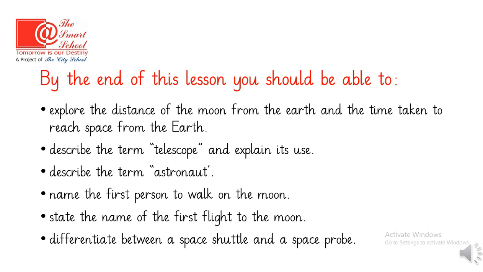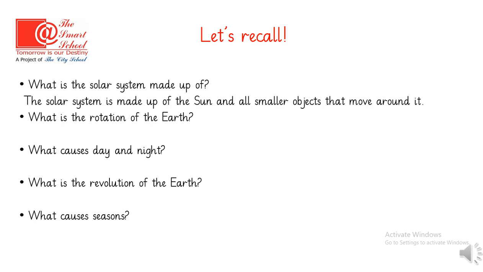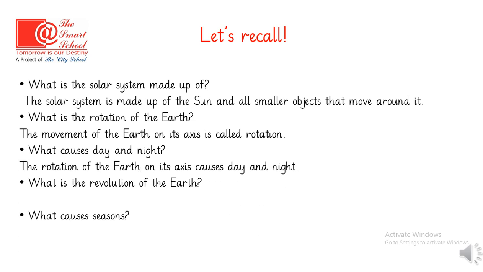Before we start the lesson, let's recall a few basic facts about the solar system. What is the solar system made up of? The solar system is made up of the sun and all smaller objects that move around it. What is the rotation of the earth? The movement of the earth on its axis is called rotation. What causes day and night? The rotation of the earth on its axis causes day and night.